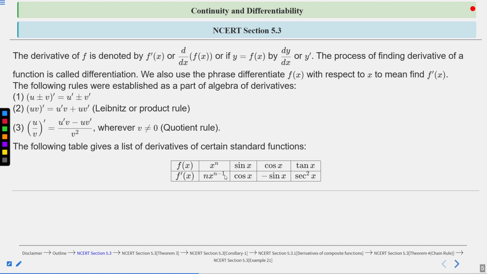If f(x) is cos x, then f dash x will be minus sin x. And if f(x) is tan x, then f dash x will be sec square x. So you need to remember the derivatives of these standard functions, okay? Okay, let us move further.